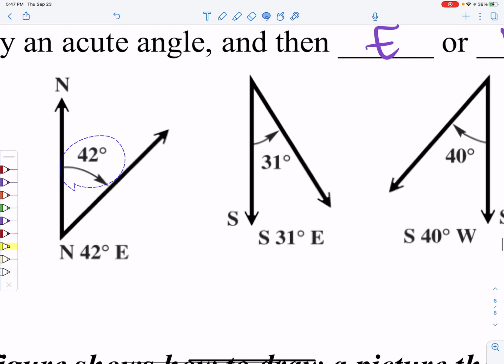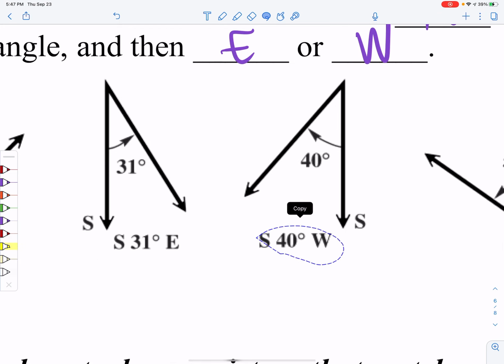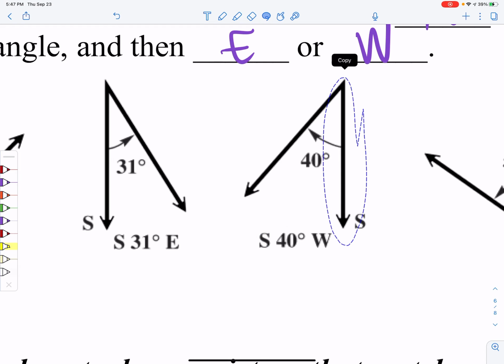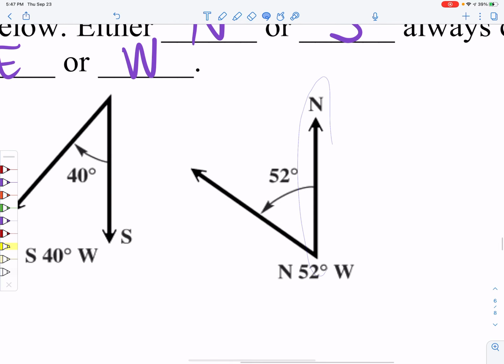If I'm looking at this one, it starts with south. So you go with your south first, and we're going to go east of that, which is to the right of that. This one is southwest. So once again, get your south first, and then go west of that. And last but not least, we've got north first. Once you have your north, go west of that.